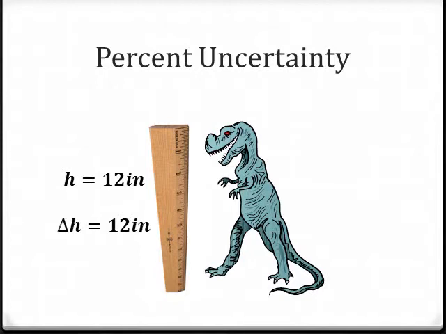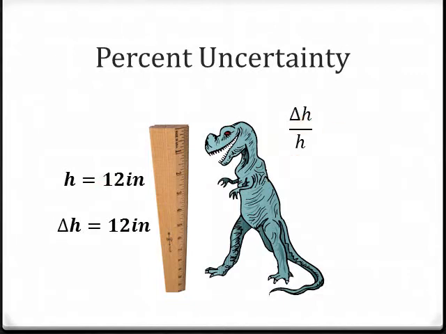Now, we have to use our knowledge about how to figure out the uncertainty of this measured quantity. Let's say we did that correctly, and we figured out the uncertainty is about 12 inches as well. Okay, so what does that tell us? Well, what we're going to do is calculate this new quantity, delta h over h, or in other words, the uncertainty of the value divided by the value.